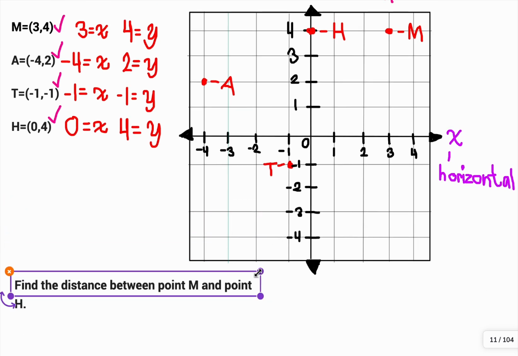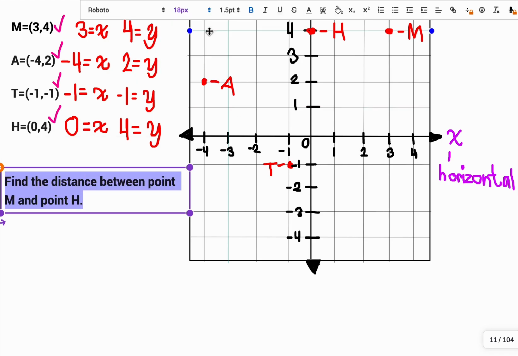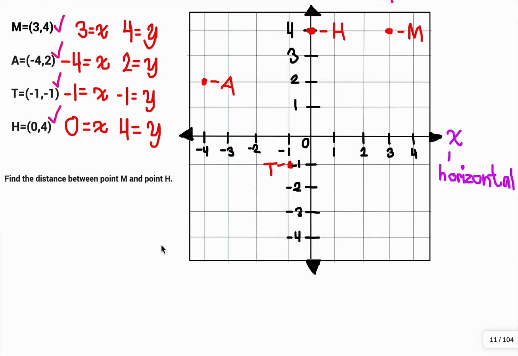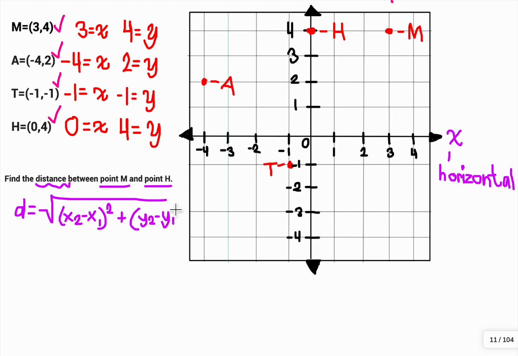I'm going to move this above, so we have more space. Our question is to find the distance between point M and point H. It has to do with the points we just plotted above. And to find the distance, we have to write a formula. So we would do D equals the square root of (x2 minus x1) in parentheses, and you would square that, and then you would add, in parentheses, (y2 minus y1) squared.